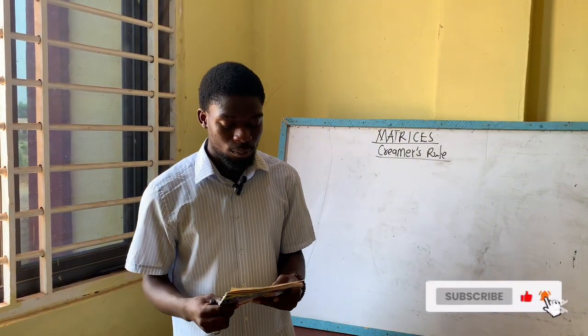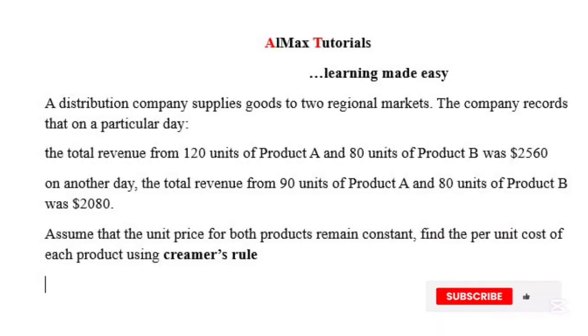A distribution company supplies goods to two regional markets. The company records that on a particular day, the total revenue from 120 units of product A and 80 units of product B was $2,560. On another day, the total revenue from 90 units of product A and 80 units of product B was $2,080. Assume that the unit price for both products remain constant. Find the per unit cost of each product using the Cramer's rule.